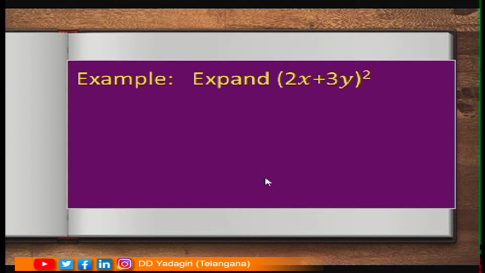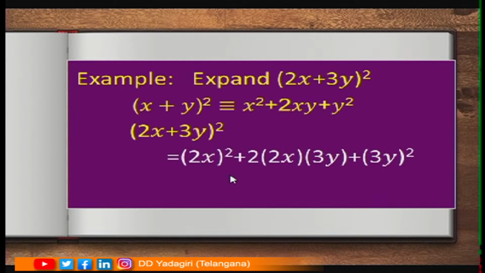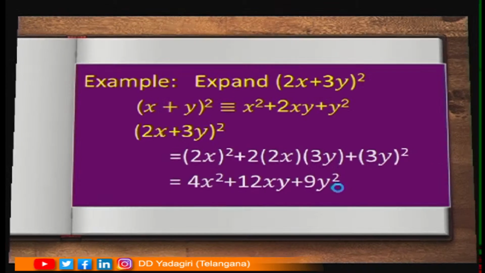So, let us take an example of applying this formula. You want to expand 2x plus 3y whole square. So, here when you compare with the standard result, the value of x is 2x and the value of y is 3y. So, in place of x you can put 2x, in place of y you can put 3y. So, 2x plus 3y whole square is equal to 2x whole square plus 2 into 2x into 3y plus 3y whole square. So, you can write this as 2x whole square is 4x square, 2 into 2 into 3 is 12, so 12xy, and 3 square is 9. So, it is 9y square.